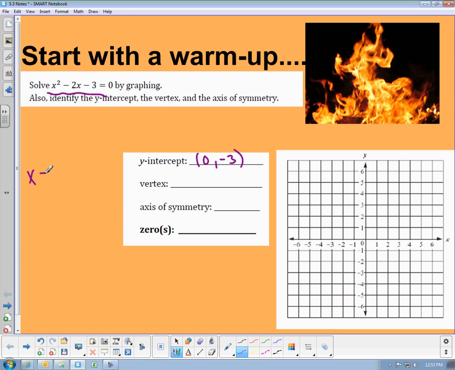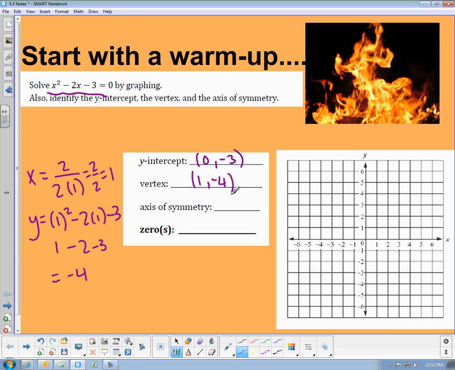We would need x equals the opposite of b, that's positive 2, over 2 times a. That's 2 over 2, which is 1. And then we would plug that back in to get the y-coordinate. That's 1 squared minus 2 times 1 minus 3. That's 1 minus 2 minus 3, which gives me -4. So my vertex there would be (1, -4), which means the axis of symmetry is x = 1.